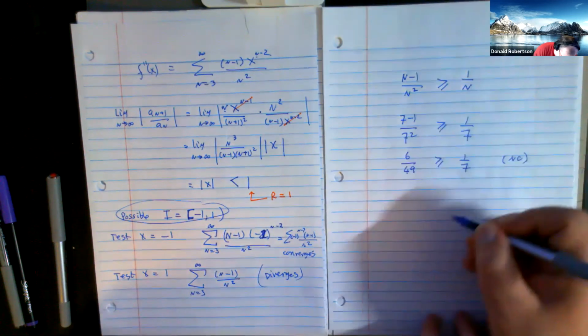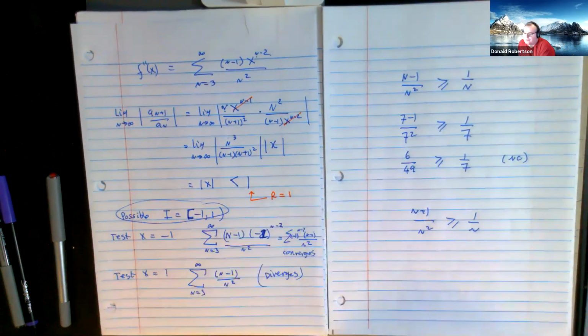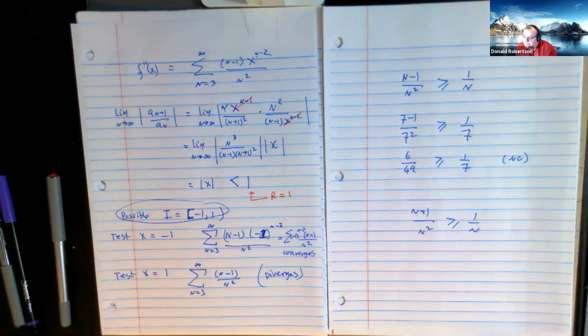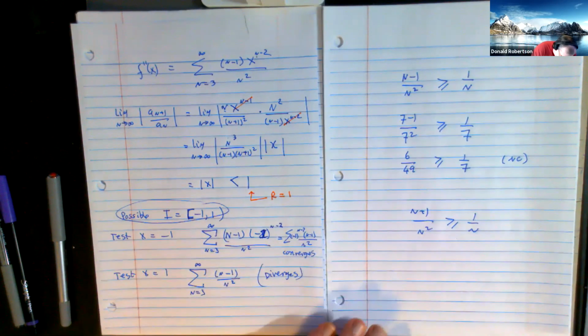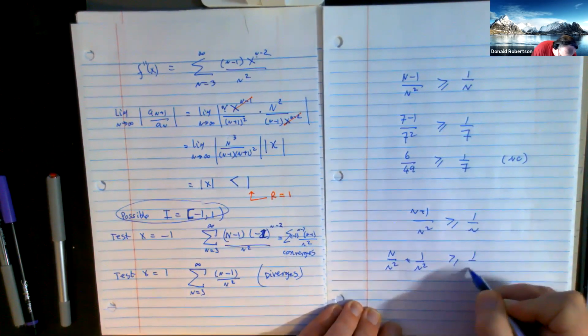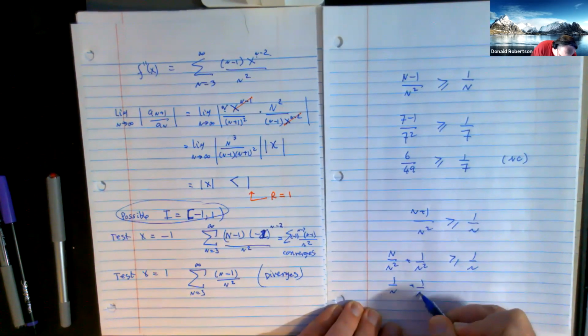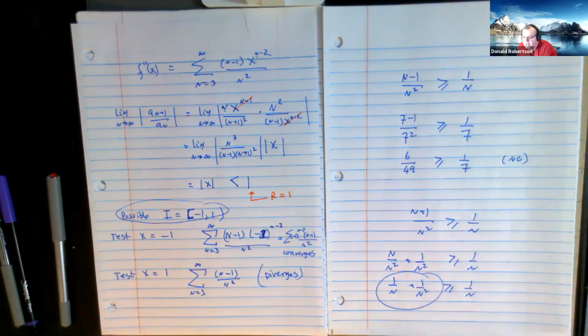But in a different world, this would be true. This is bigger than that. I'll try and prove it to you. Isn't 1 over n squared plus something bigger than just 1 over n? So the comparison test, it's just best to avoid it and always go limit comparison test.